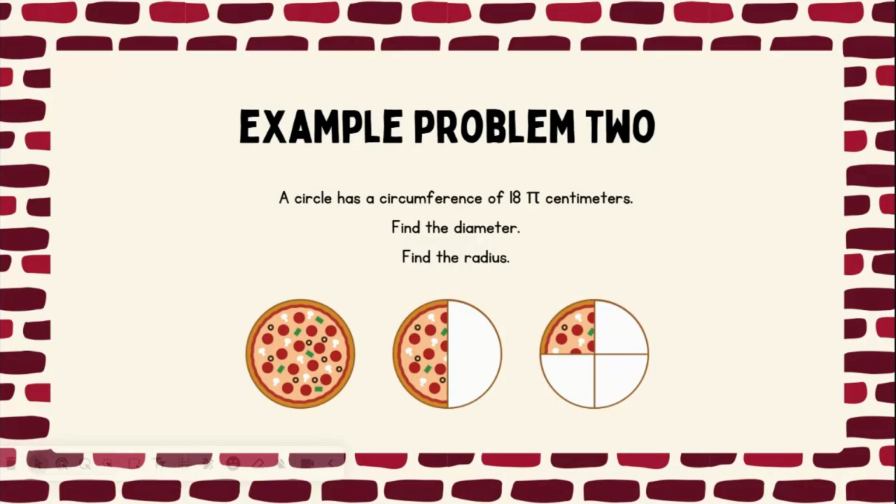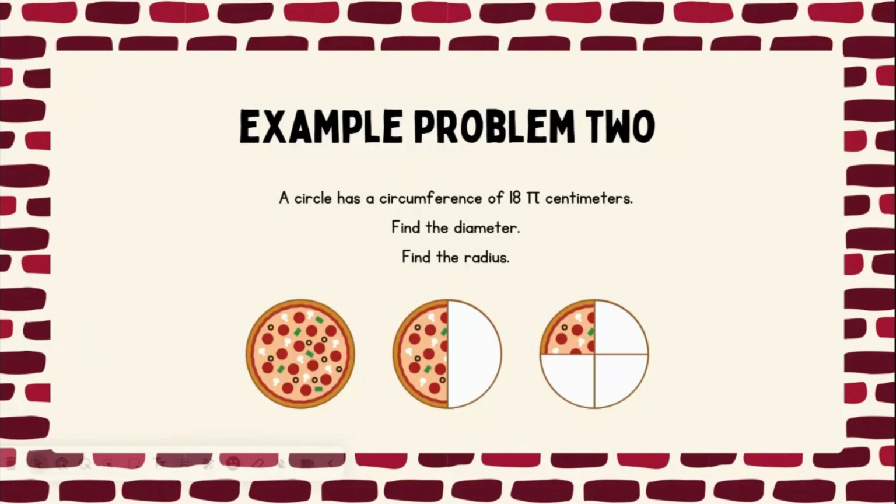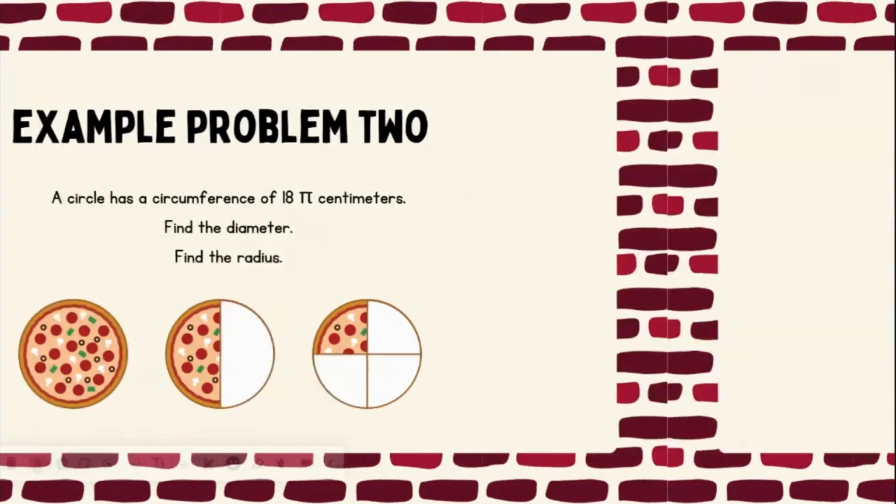Example problem number 2. A circle has a circumference of 18 pi meters. Find the diameter and find the radius. So here we have the circumference as 18 pi centimeters. We want to find the diameter, how fat the circle is, and we want to find the radius, which is essentially half of that.